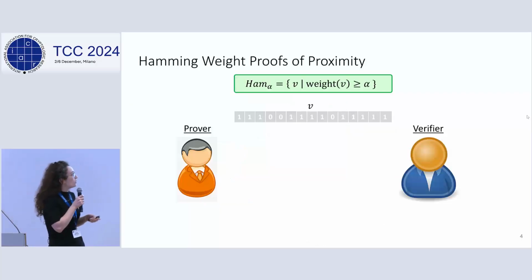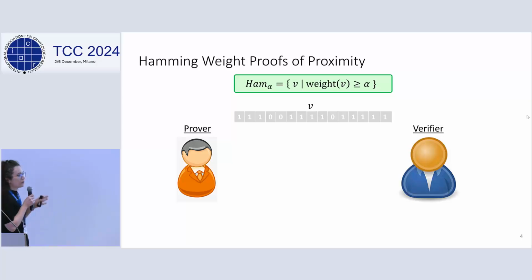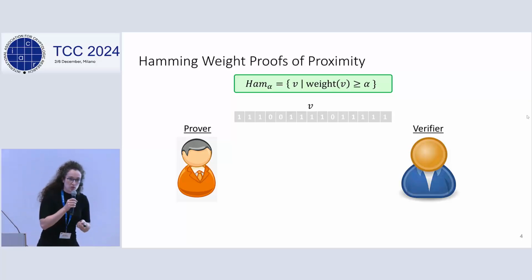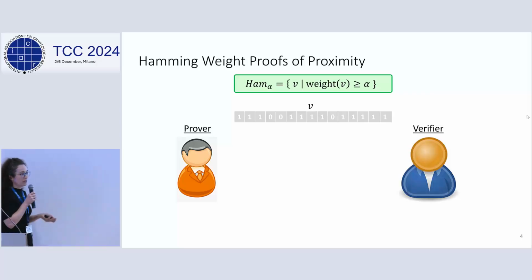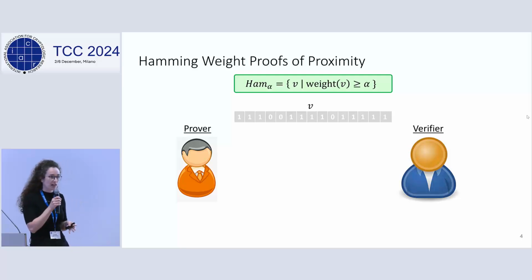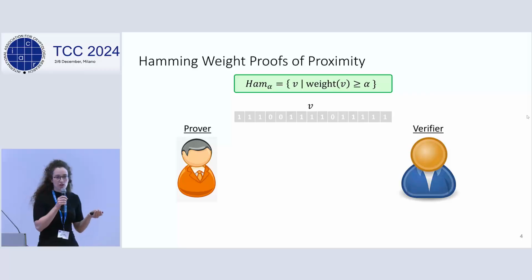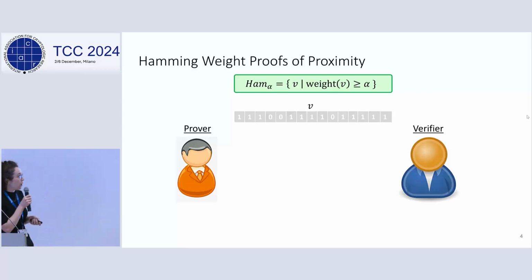Okay, let's move on to the definition. So we talk about Hamming-weight proof of proximity. We define Ham alpha to be the language of all bit vectors in which the Hamming weight of the vector is at least alpha, where we define the Hamming weight of a vector to be alpha if an alpha fraction of its elements have the value 1.